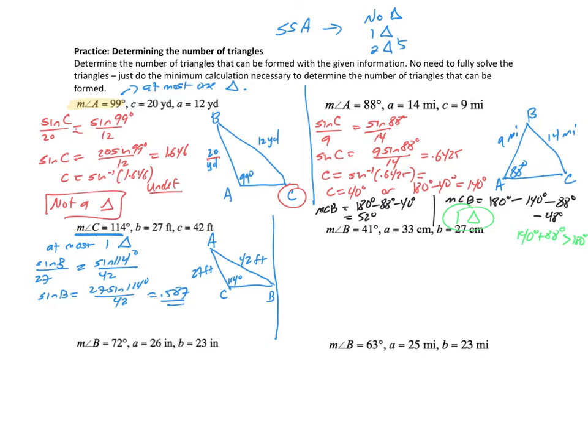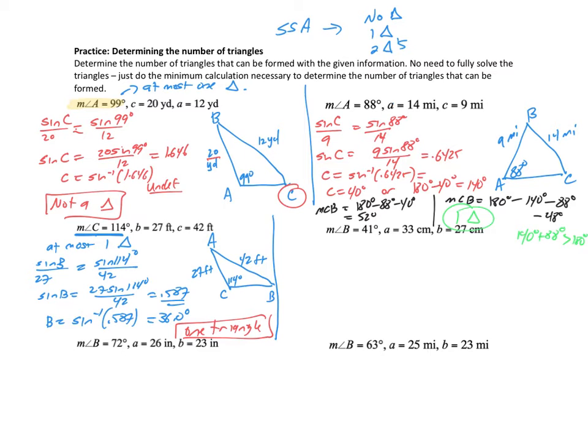And at this point, we know that we have one triangle. It's not going to be no triangles, because if it were no triangles, sine of B would be greater than 1 or less than negative 1. So if we want to, we can double check. Sine inverse of 0.587 is going to give us 36.0 degrees. So we can conclude that we have one triangle in this case. So we can actually form a triangle, but we can't form two triangles because we already had an obtuse angle, which was angle C.